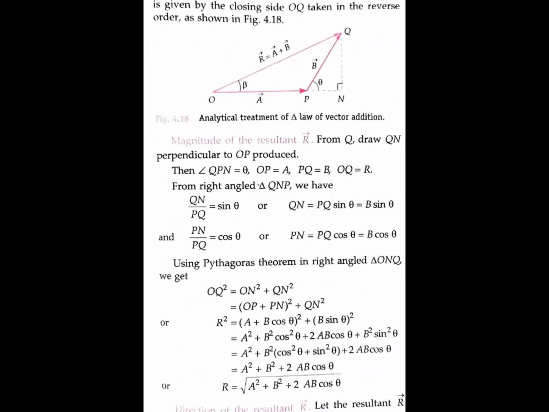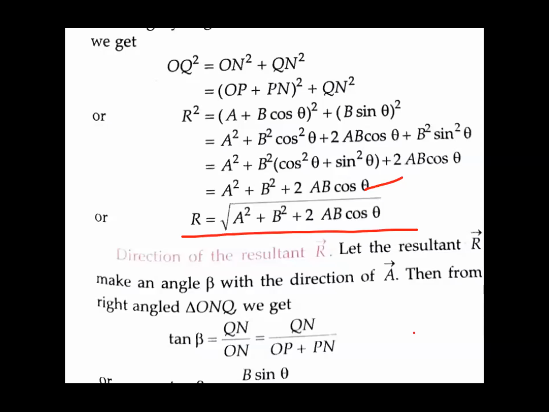Okay, children. So, here OP plus PN square plus QN square. Instead of OP, we will substitute A because OP is vector A. PN is B cos theta. We are substituting the values and then we can apply the formula x plus y the whole square, that is x square plus y square plus 2xy. We'll get this, right children? Then we'll take b square common and we are left with the bracket, that is cos square theta plus sin square theta, that is 1. So this is the value of R square and the value of R is under root of this.